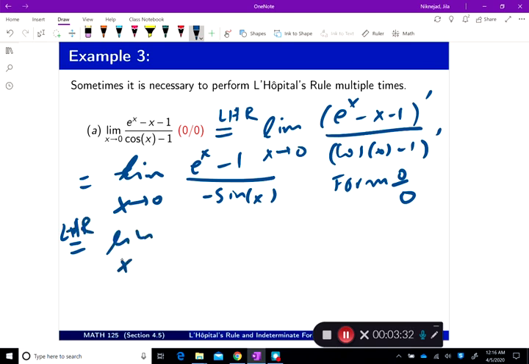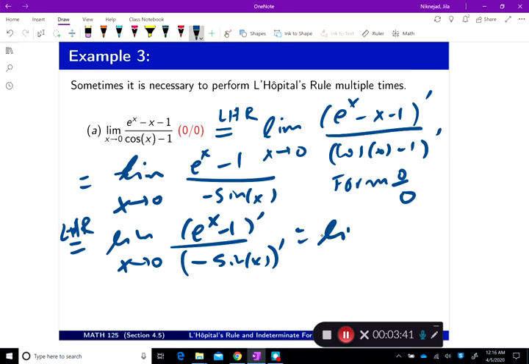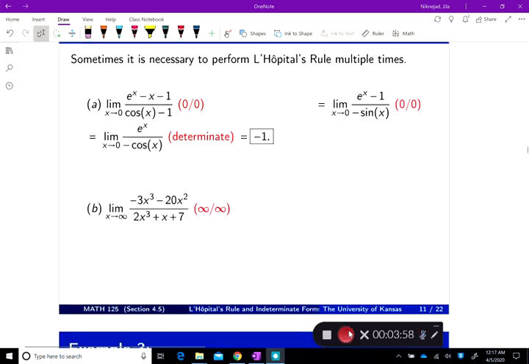With the limit as x goes to 0, this time I'm taking the derivative of whatever is in the numerator and denominator. Don't forget the limit, and then you get e to the power x over negative cosine of x. If you plug in 0, you end up with negative 1. So the example that we just did was 0 over 0 twice.